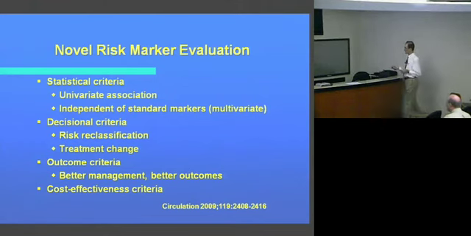The next level beyond decisional criteria are outcome criteria. As a result of doing this, using this test, measuring this risk marker, do we do better management? And as a result of the better management, do we have better clinical outcomes? And finally, because this is what I do, I'm interested in the cost effectiveness. Okay, well, maybe the outcomes are better, but is it at an affordable price? Is it good value for the money that we're spending? So each one of these are successive criteria that you would apply in evaluating a risk marker.